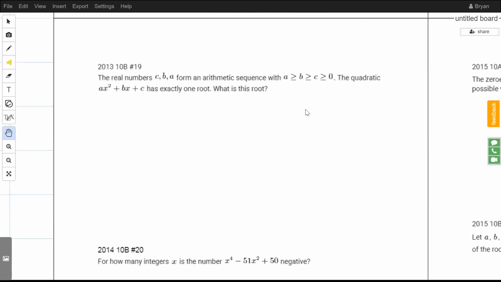So, the real numbers C, B, A form an arithmetic sequence, A greater than or equal to B greater than or equal to C greater than or equal to 0, and the quadratic Ax squared plus Bx plus C has one root. What is this root?